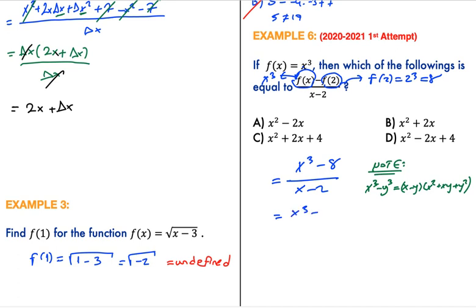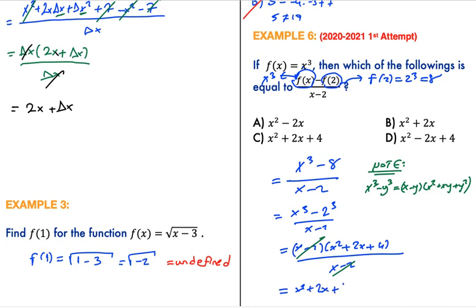X cubed minus 8 is 2 cubed. So our x is x, y is 2 here. So let's expand according to this. X minus 2 multiplied by x squared plus x times y, which is 2, so 2x, plus y squared, which is 2 squared, 4, divided by x minus 2. Now we can cancel out the common factors. We will be left with x squared plus 2x plus 4, which is option C.